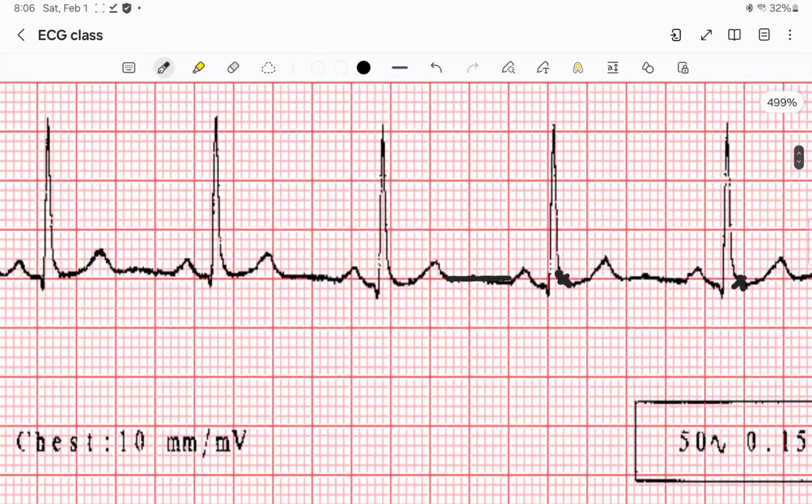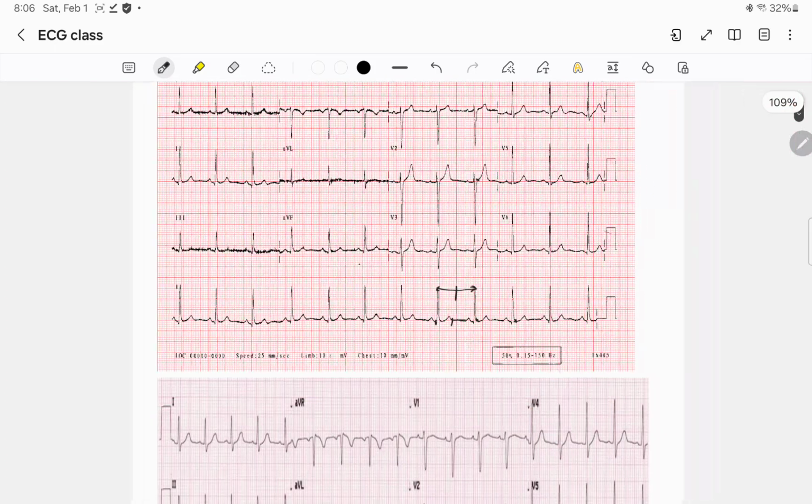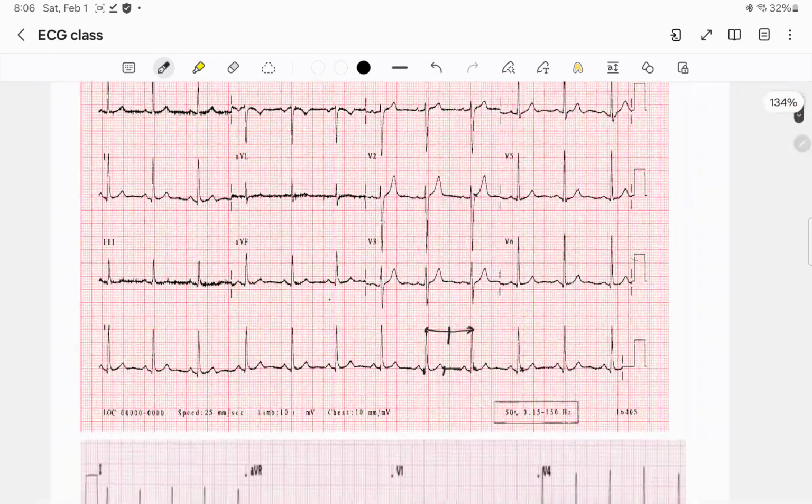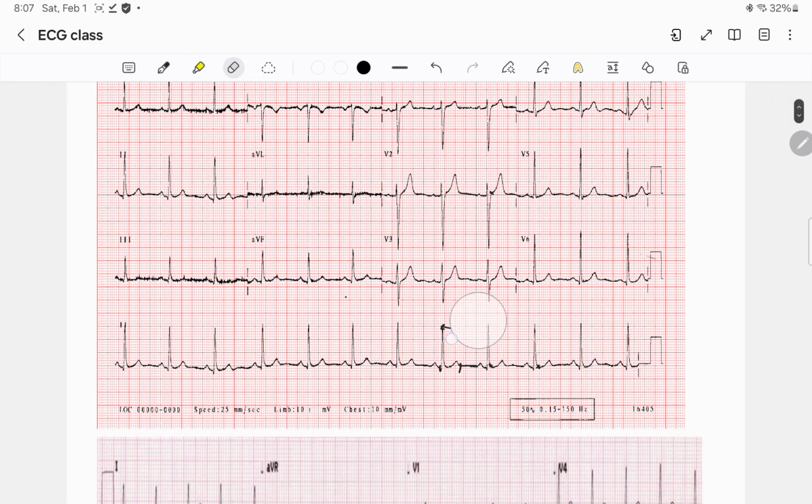Okay, so the QT interval from here to here is clearly less than half the RR. So this QT interval is grossly normal. So we can conclude then that this is a normal ECG.